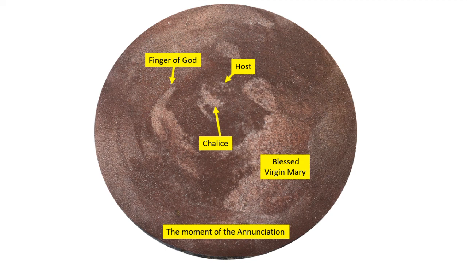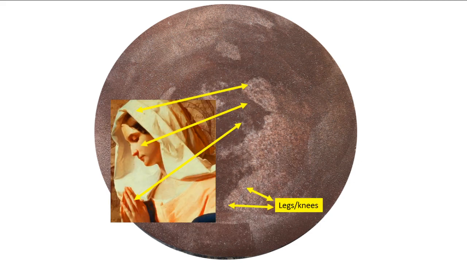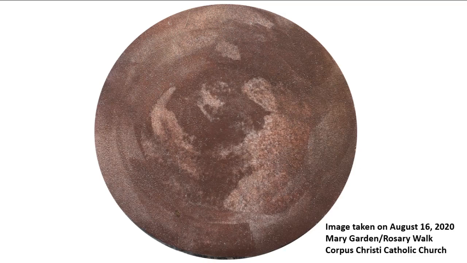So as you can see, I've labeled where you can see a finger, which she believes is the finger of God, the chalice, also the host, and if you look closely, you can also see a cross in the middle of the host. And I do believe this captured the moment of the Annunciation, where Mary conceived our Lord and Savior, Jesus Christ. I just want to share that with you guys today, and I'll go back to the original image so that you can see that for yourself a little bit longer.